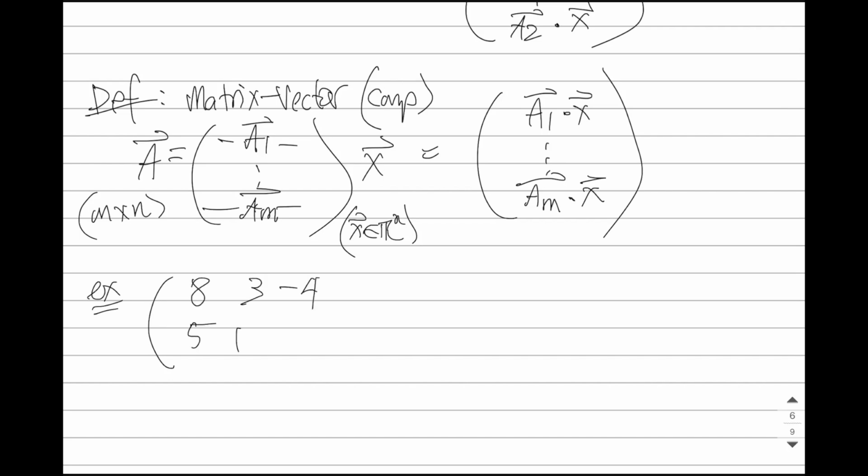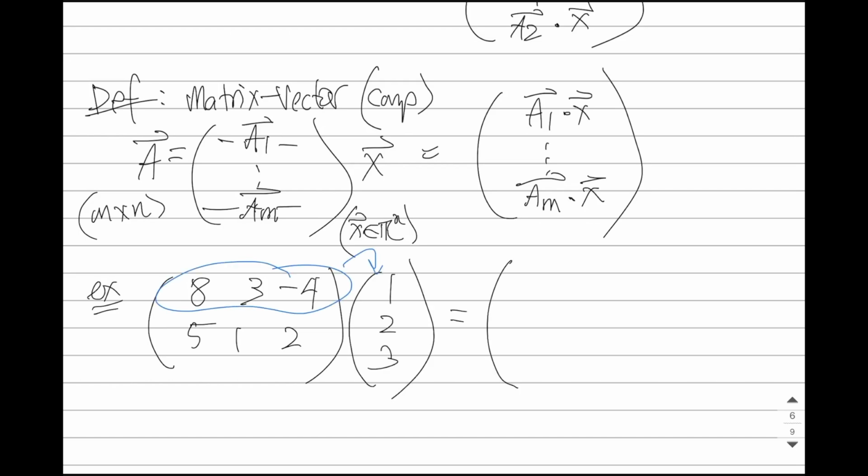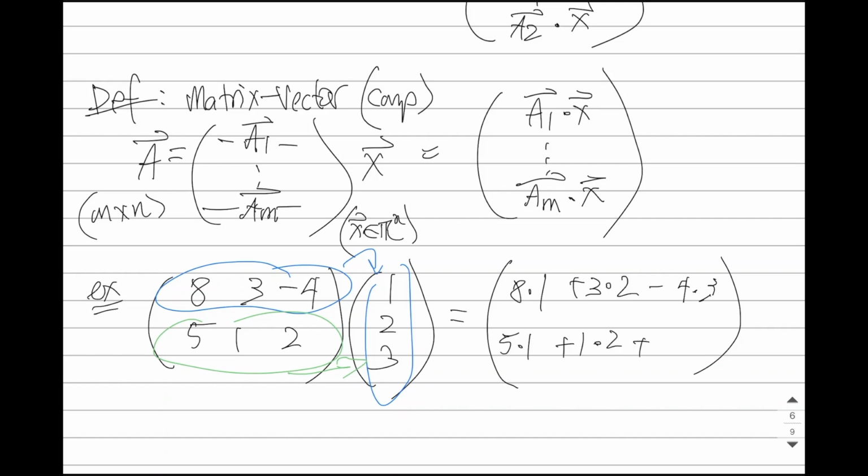How does it work? Very simple. You take the top row and you multiply it by this with a dot product. So it'll be 8 times 1 plus 3 times 2 minus 4 times 3. And then you take the next row, turn it sideways, turn it into a dot product and multiply with that. So you'll get 5 times 1, 1 times 2, 2 times 3.